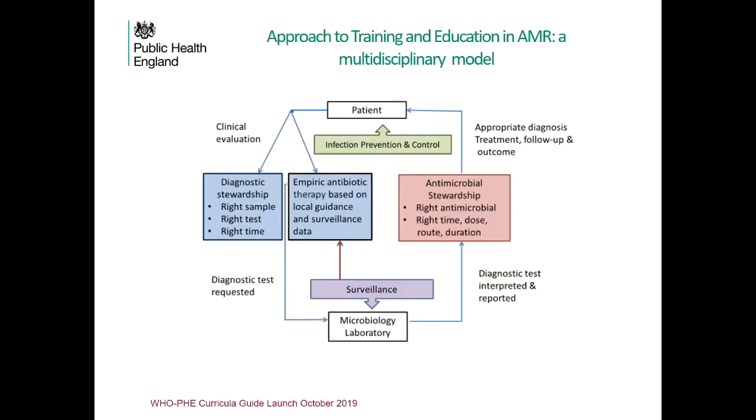Associated with this process are two very important processes. One is surveillance, and the surveillance I'm talking about is surveillance that comes out of the laboratory. The names of the organisms and their antimicrobial susceptibility results will directly impact treatment guidelines and usage policies in a healthcare facility. It will also inform empirical antibiotic therapy based on local guidance and surveillance data. It also informs antimicrobial usage data.